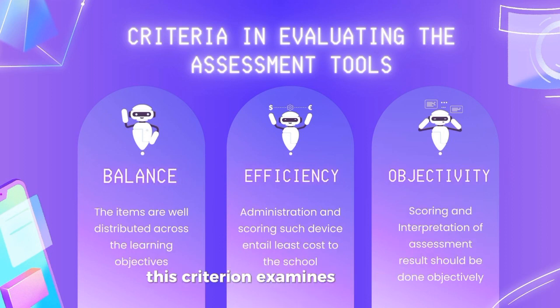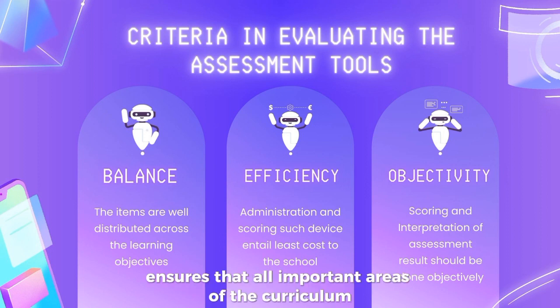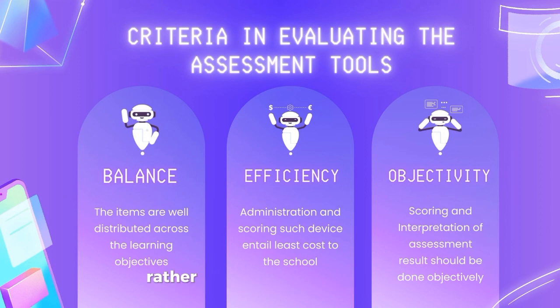4. Balance. This criterion examines whether the assessment items are appropriately distributed across all learning objectives. A balanced assessment ensures that all important areas of the curriculum are covered proportionately, rather than focusing too heavily on a single aspect.